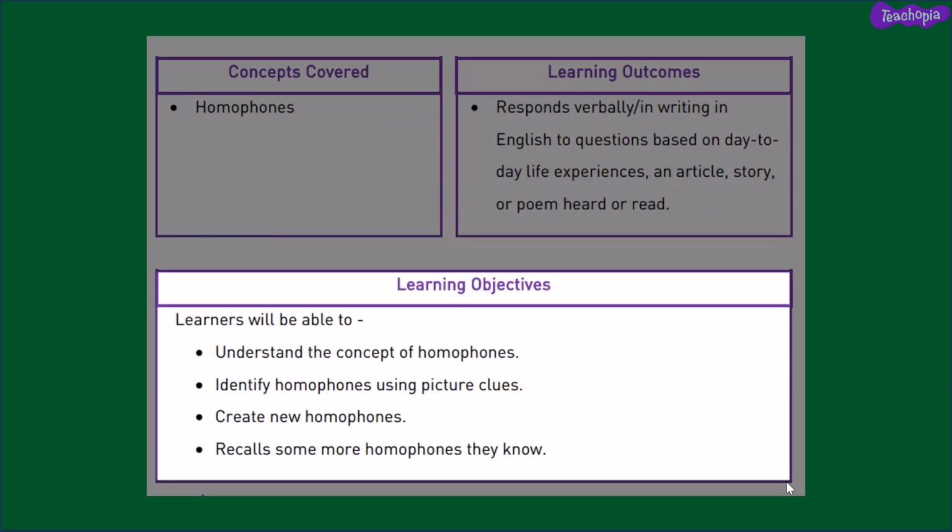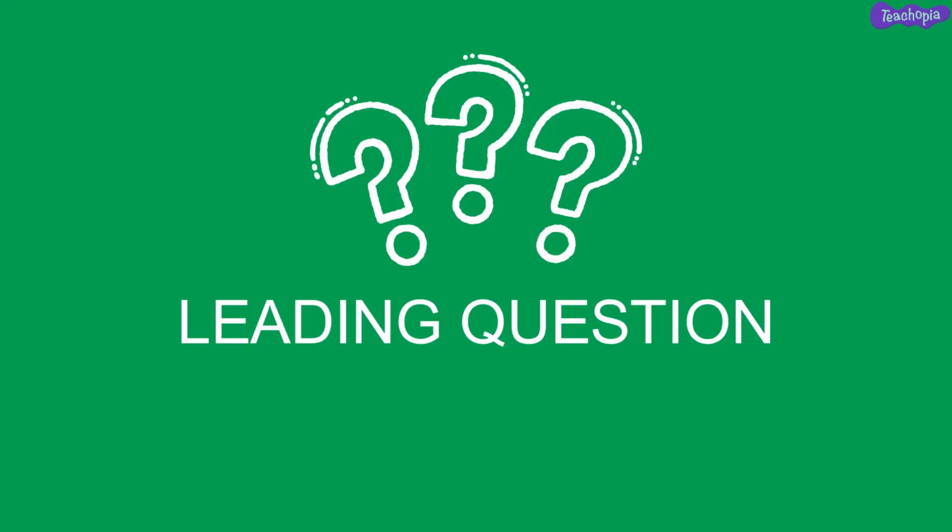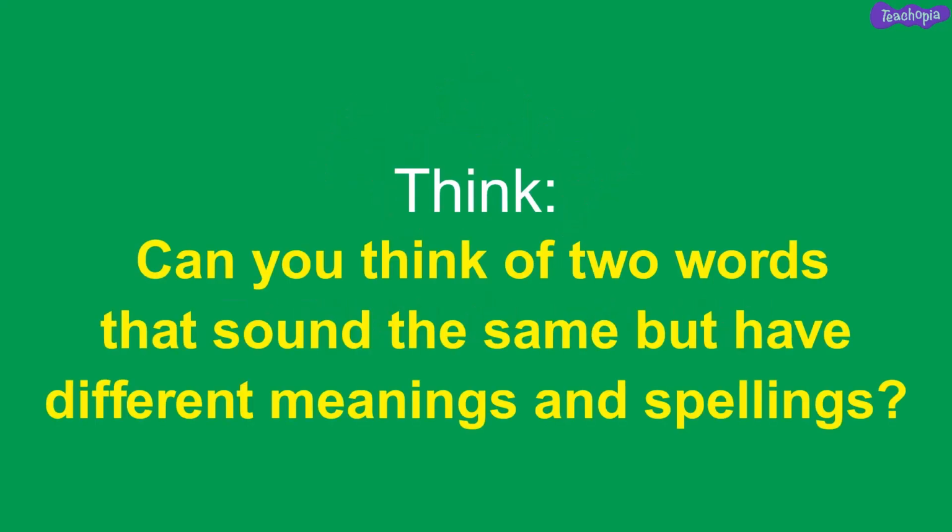This sheet has been designed so that learners will be able to understand the concept of homophones. They will be able to identify homophones using picture clues, create new homophones, and recall some more homophones that they know. Let's look at the leading question. Let's ask the learners, can you think of two words that sound the same but have different meanings and spellings?